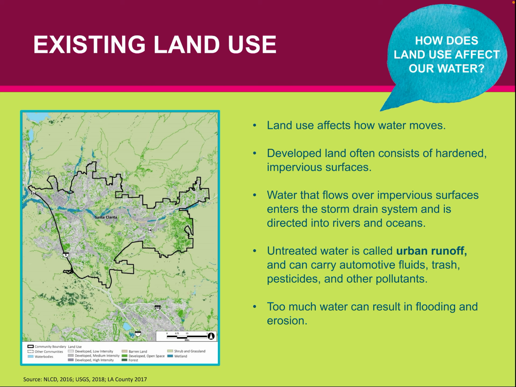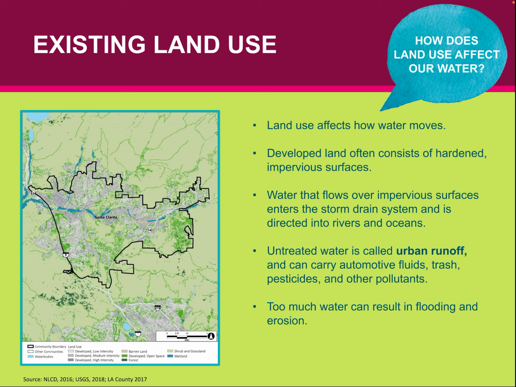So if we look at this map, the different colors essentially display the different types of land use. As we can see, the majority of the Santa Clarita region is in gray, which is developed land, whether that be low intensity, medium intensity, or high intensity. High intensity essentially means an area that is densely packed with a lot of buildings. And as we can see, the vast majority of Santa Clarita is medium to low, with certain areas of high intensity developed land.